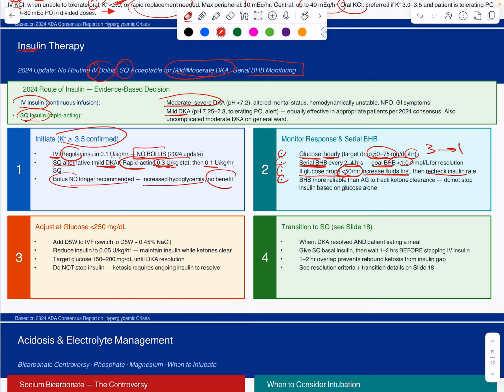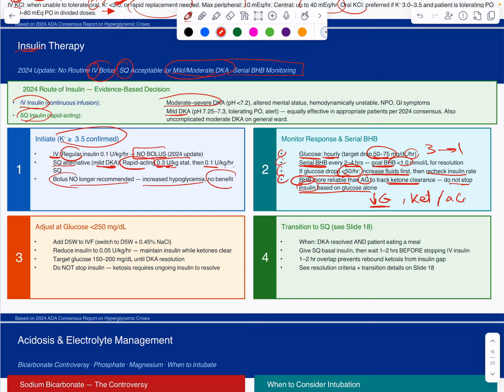Beta hydroxybutyrate is more reliable than the anion gap to track ketone clearance because this is direct. You are checking the ketones directly instead of checking the anion gap and the acidosis part. And don't stop insulin based on glucose alone. You need glucose to be cleared and the ketosis and the acidosis to be cleared.